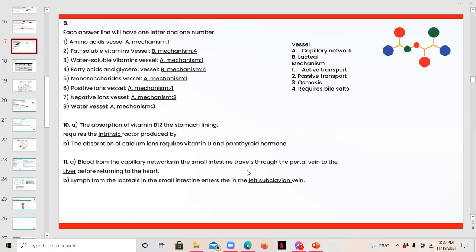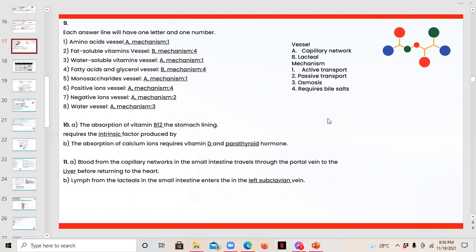Number 5, monosaccharides. The answers are vessel A, the capillary network, and mechanism 1, active transport. Number 6, positive ions. The answers are vessel A, capillary network, and mechanism 4, requires bile salts. Number 7, negative ions. The answers are vessel A, capillary network, and mechanism 2, passive transport. Number 8, water. The answers are vessel A, capillary network, and mechanism 3, osmosis.